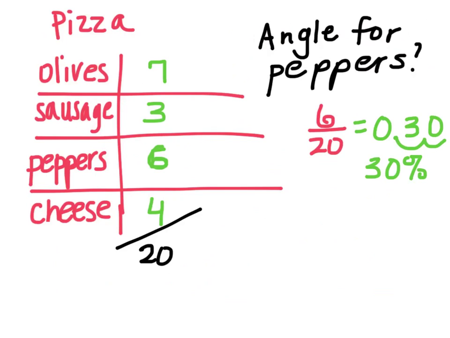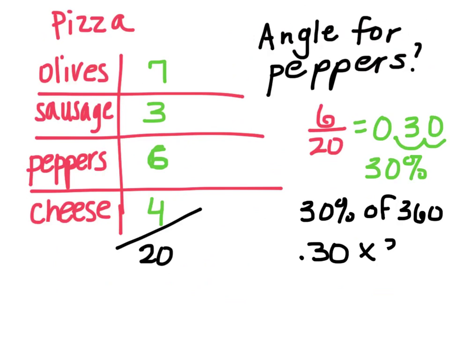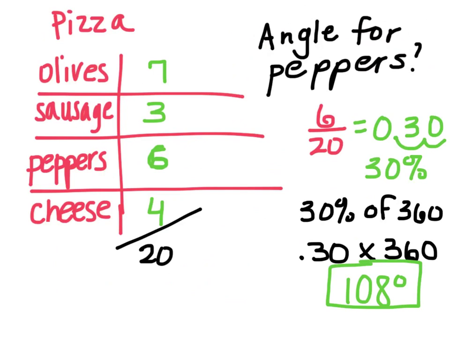Now to figure out what the angle is on a circle graph, I know it's 30% of all the degrees, so I'm going to do 30% of the 360. I can type in 0.30 times 360 to figure out what the angle will be. If you type that in, you get 108 degrees. So that is what the angle for peppers would be.